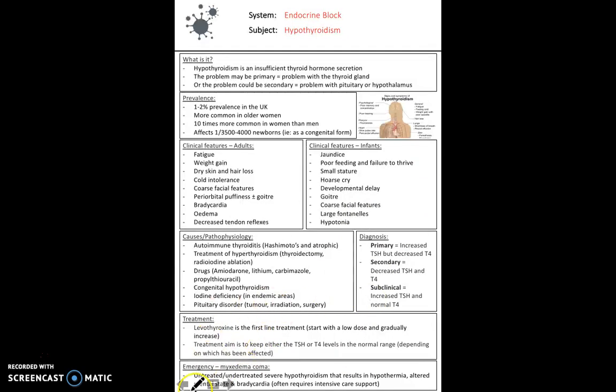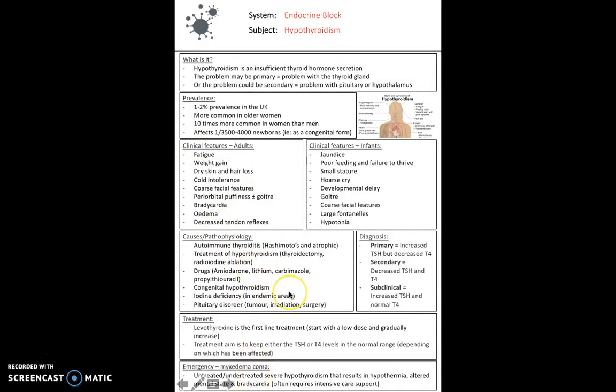And levothyroxine is the first line of treatment, and it's one of those drugs where we need to start with a low dose and gradually build it up. And of course, treatment aims are to maintain normal levels of TSH and T4, and as a result, therefore, we will have normal symptoms, so no signs of any of these what we just discussed.